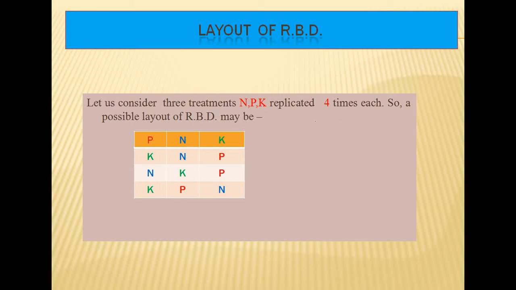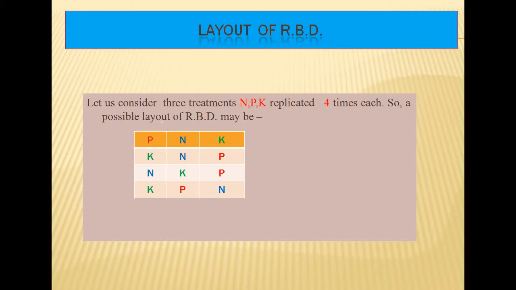This is the layout of an RBD. So let us consider three treatments, and they are N, P, and K respectively. And all three treatments are replicated 4 times. So a possible layout of RBD may be this. So we have 12 equal parts. See, N, P, and K, all the treatments are replicated 4 times.